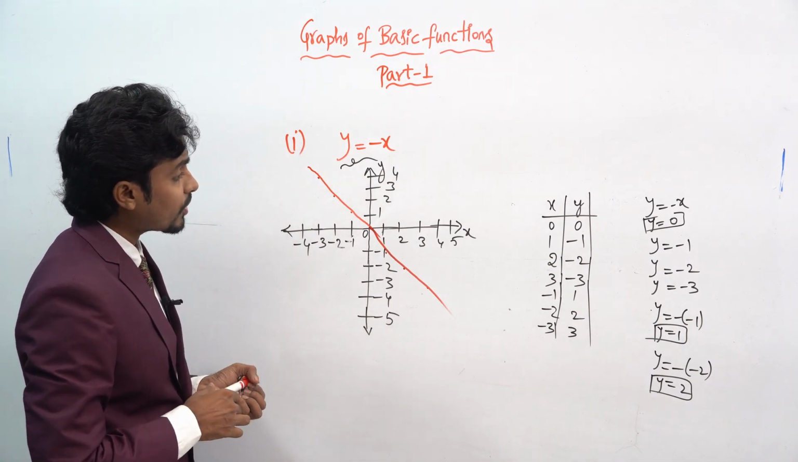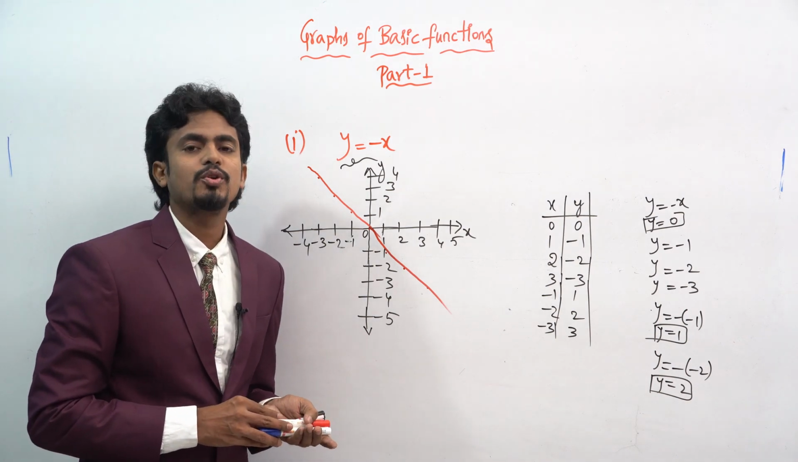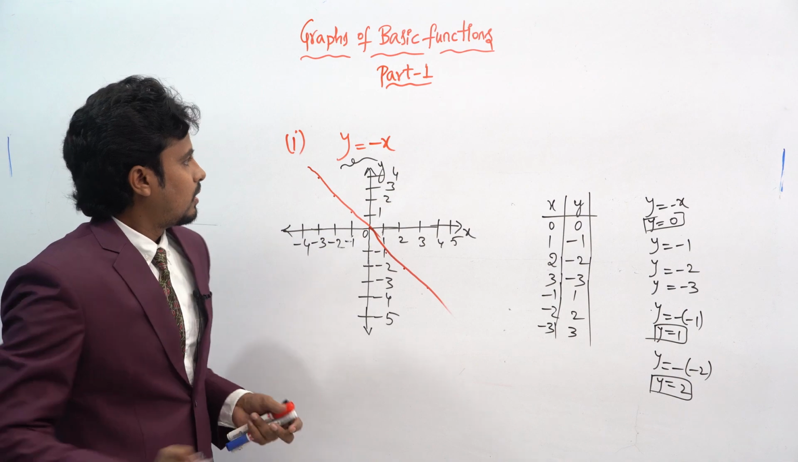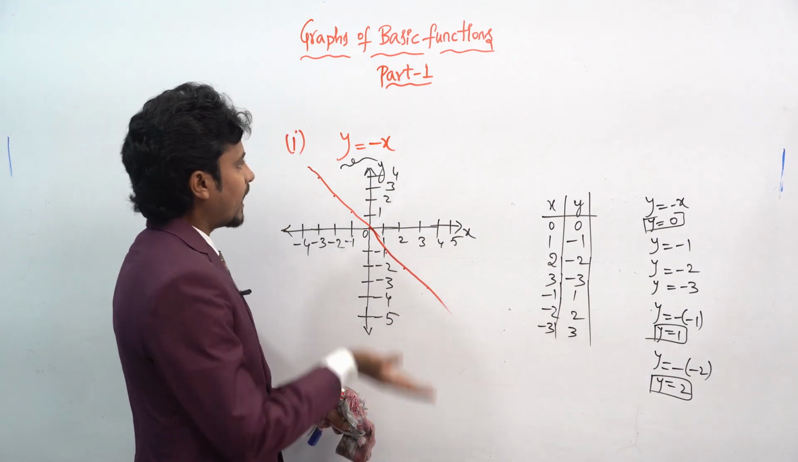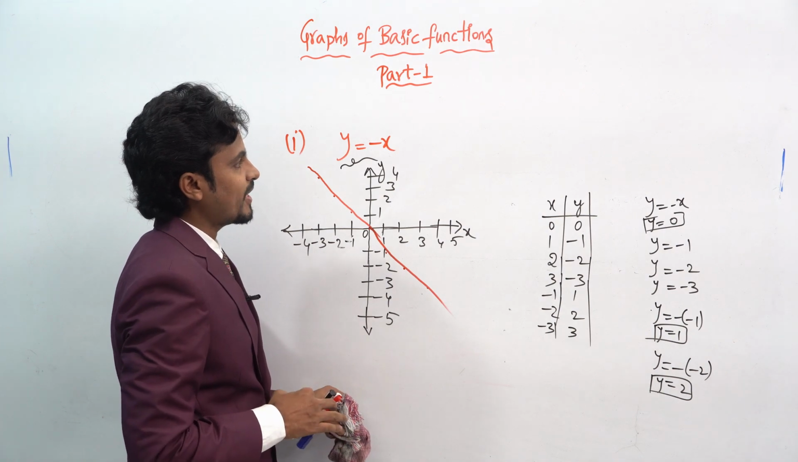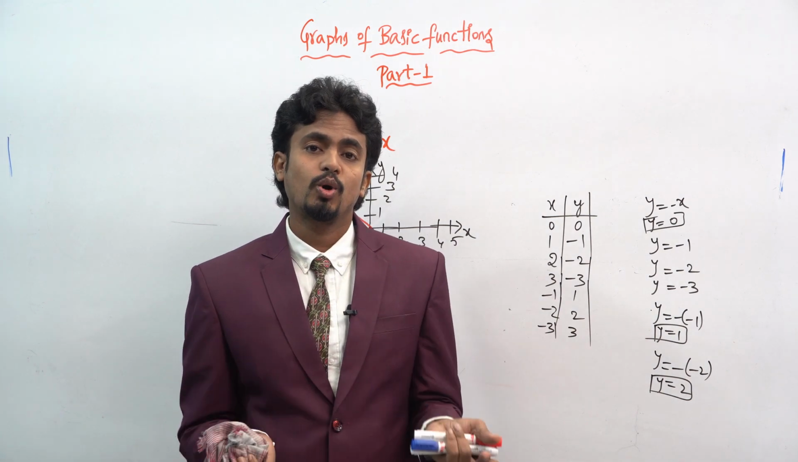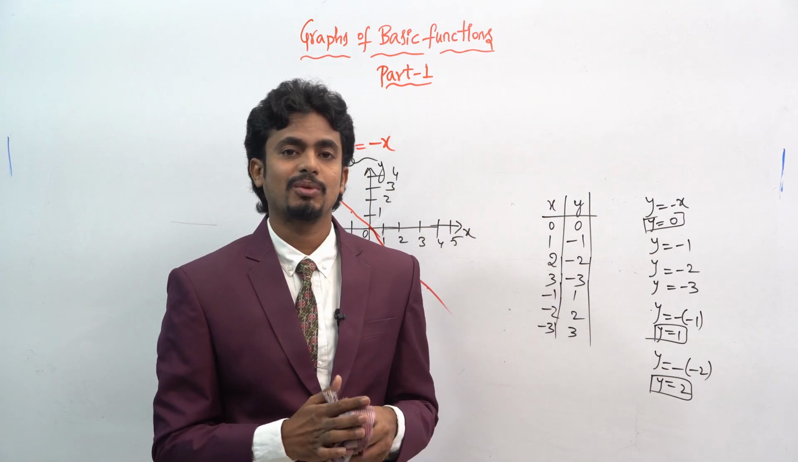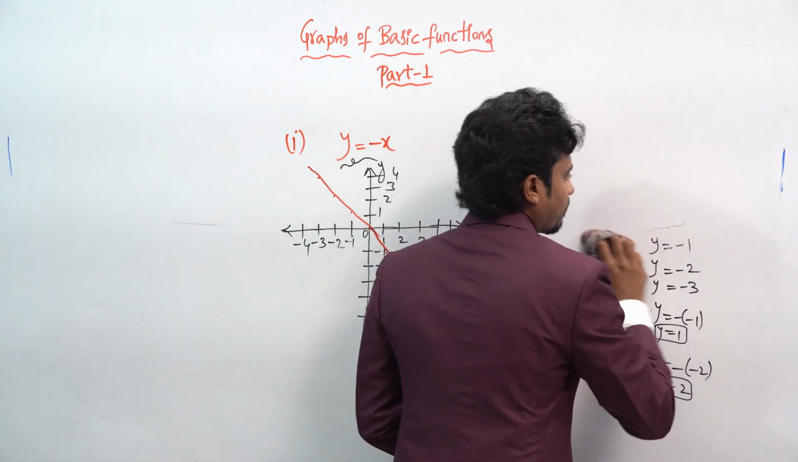Okay, for example, if you want to draw y is equal to modulus of x, how can you draw it? In the earlier case we saw the y is equal to plus x plot, and in this case we saw the y is equal to minus x plot. Now what we have to do is take both plus and minus, that means modulus, apply the modulus. What will happen to the plot? Let's see.